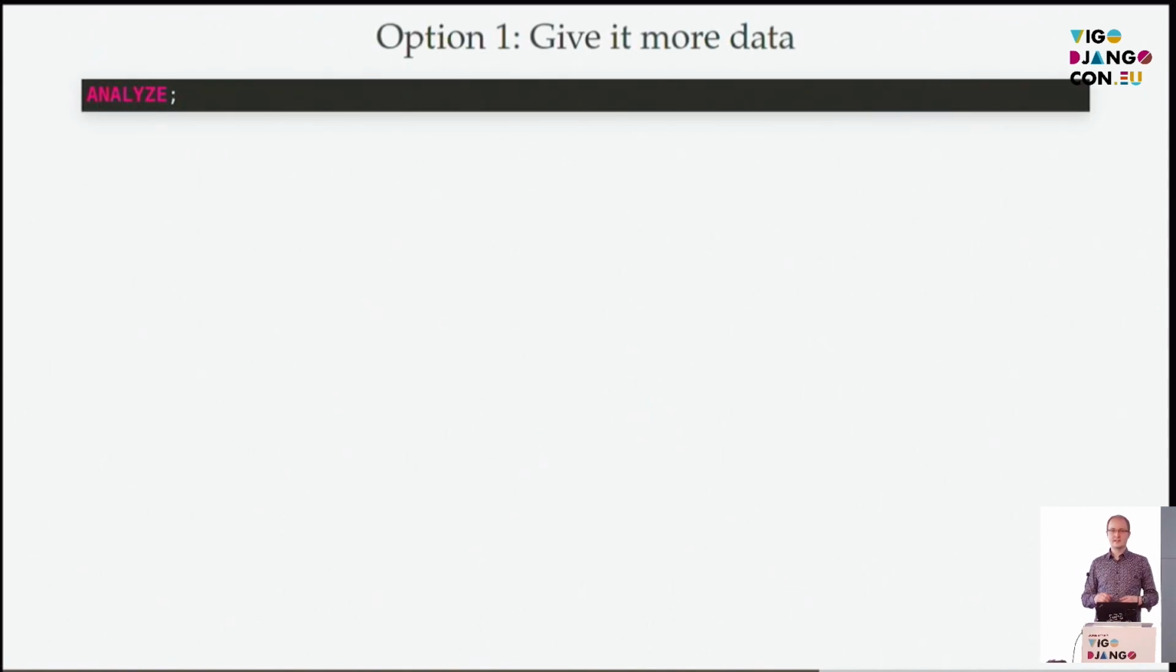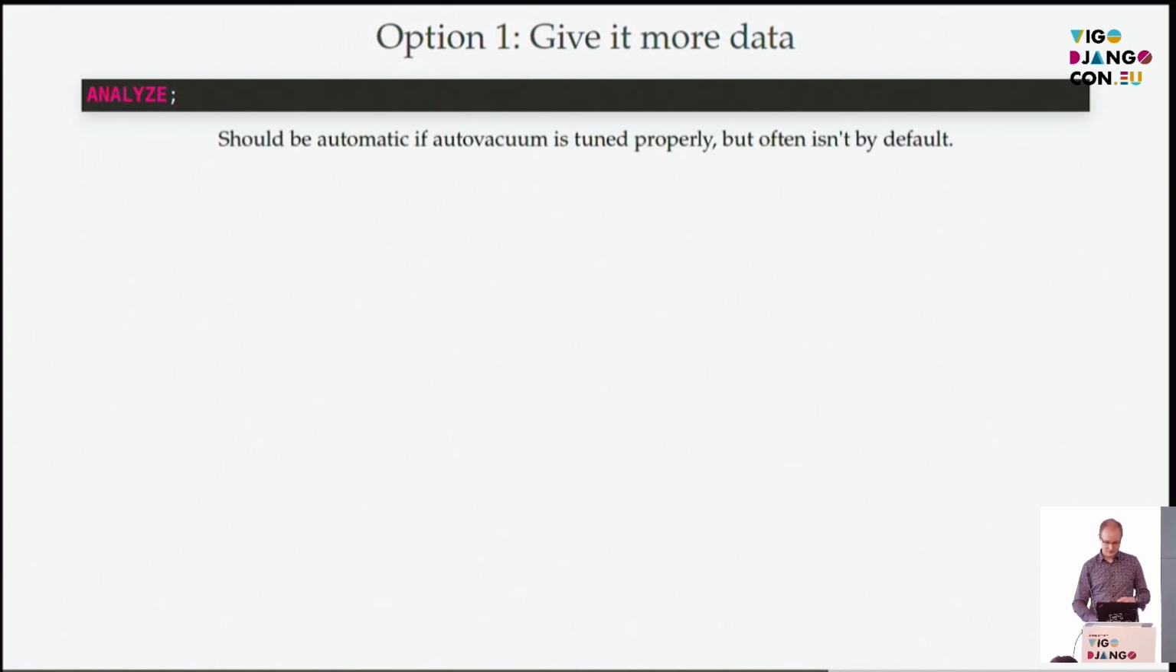Option number one is to make sure it has some information to guess. Postgres will build a statistical model of your table to make good guesses. To build that model, you can run the analyze command. PostgreSQL should be doing this automatically, but if you don't have a DBA on your team, chances are your auto-vacuum process is not tuned properly. You can check if that is the case: if you execute analyze and suddenly everything gets faster, you should be looking into tuning auto-vacuum.